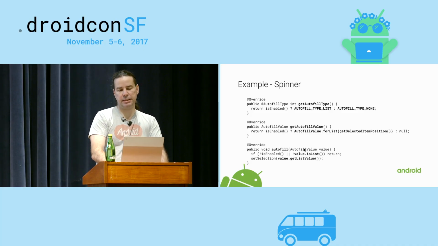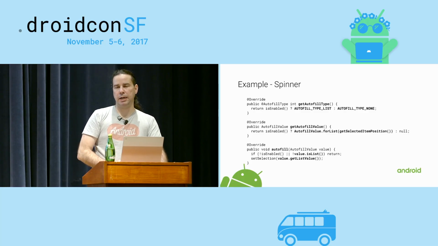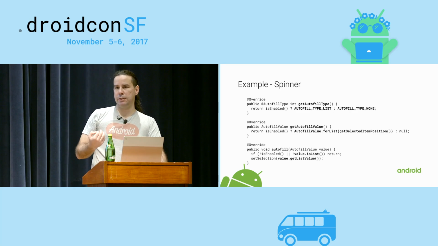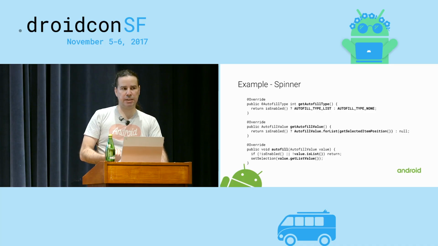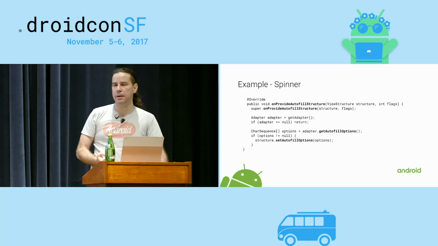Now, the trickiest part is, let's say this spinner represents a credit card expiration year. So how would the service know if the first value is 2016, 2017, or 2018? So you need to provide some metadata that tells the service, here are the values that I can autofill this list with, and we do that through the autofill options property.